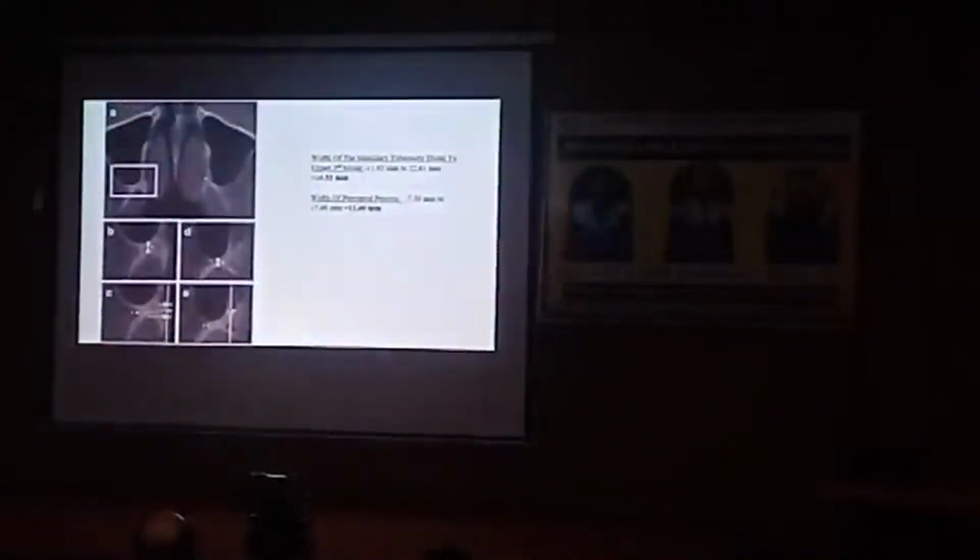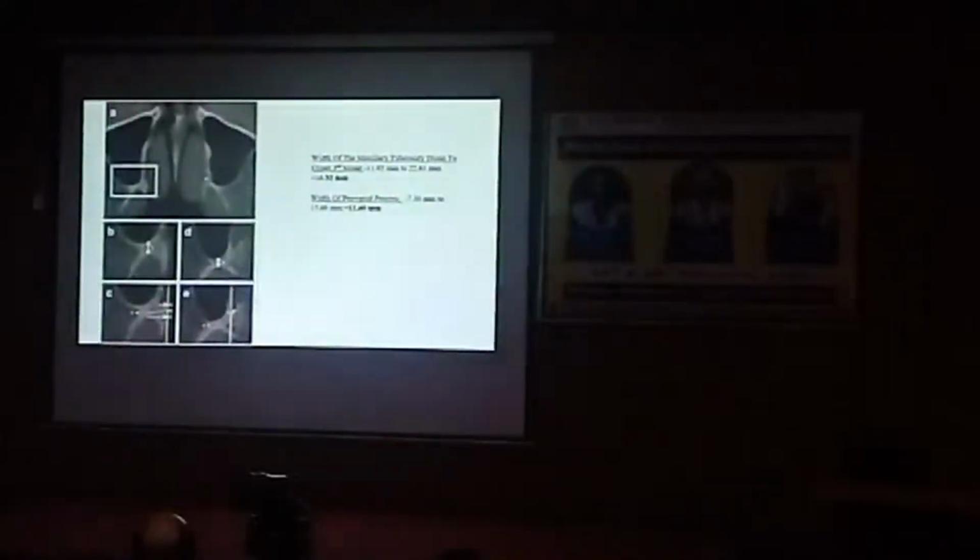Width of maxillary tuberosity, which is this, distal to the third molar. The range is 11.02 mm to 22.61 mm, and we take the mean population as 16 mm of it. So the width of this area, the fusion zone, is 16.52 mm.